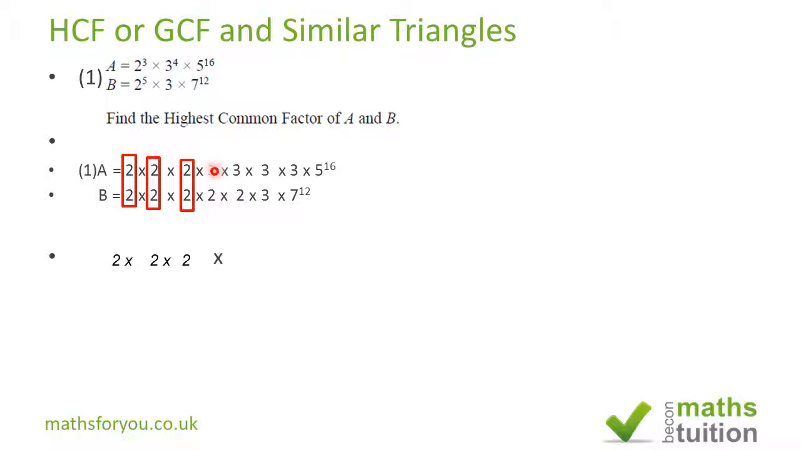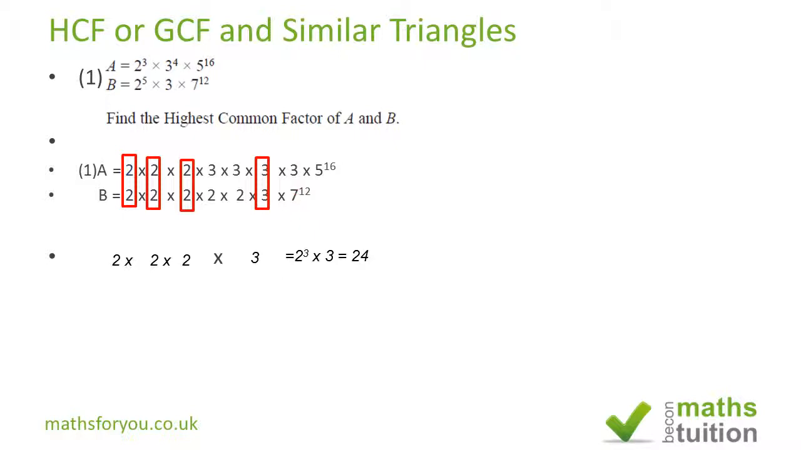Okay. Now, this 2 hasn't got a matching 2 there, nor this one here. This 3 has not got a matching pair of 3 there, but those 3 numbers do match. So I bring that down, and then the product of these numbers will be 2 cubed times 3, and that's 24. Then, what do you do with 5 to the power 16 and 7 to the power 12?